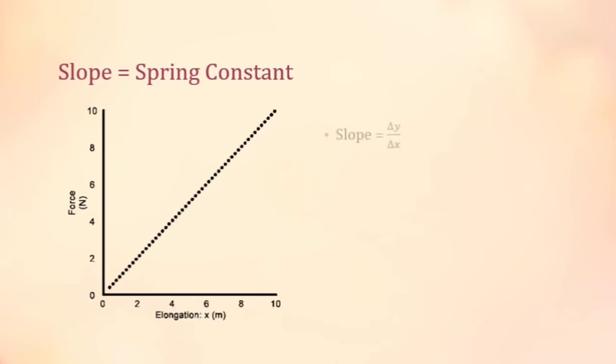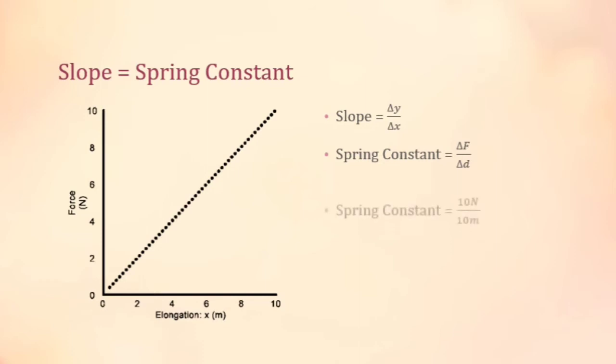And if we remember in math how to get slope, slope is rise over run, change in the y direction over change in the x direction. So the spring constant will be change in F over change in distance. In this it has the distance as x, but it's the same thing.